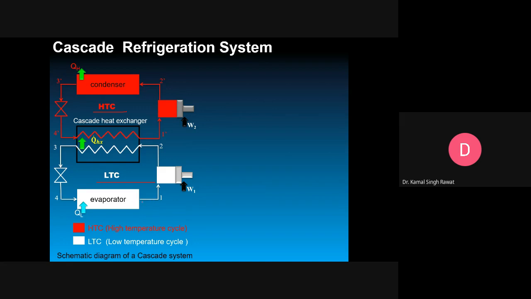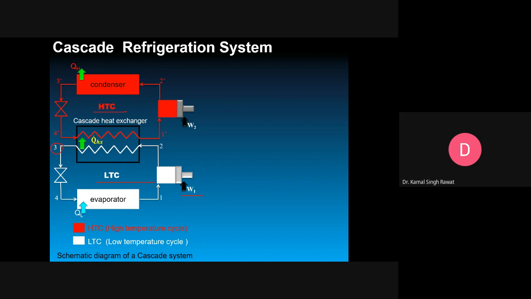The outlet of this evaporator is saturated vapor, and this saturated vapor enters the compressor first, where work W1 is supplied, and in the isentropic process, the pressure is increased from the evaporator pressure to the cascade heat exchanger pressure. Okay, तो यहाँ पर हमने इसका प्रेशर इंक्रीज किया है आइसेंट्रोपिक कंप्रेशन में, and then 2 to 3 is condensation. So heat will be rejected. In the cascade heat exchanger, the refrigerant will reject its heat.